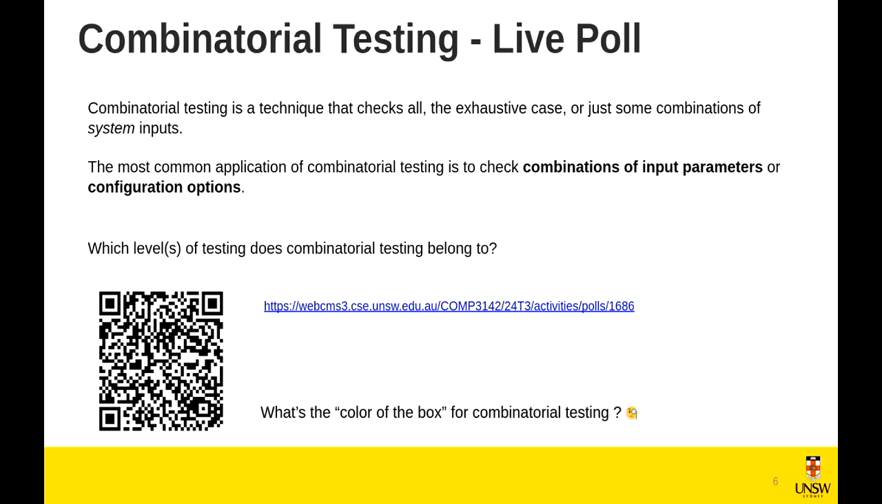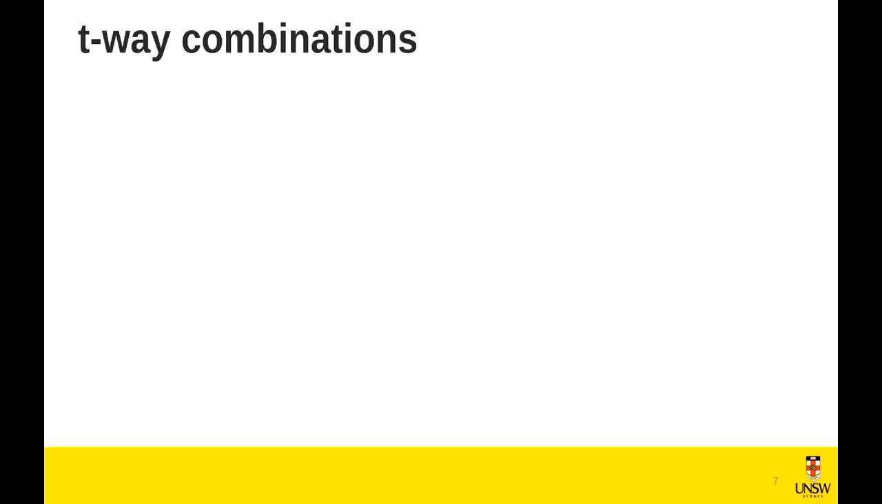And another question is, what do you think is the color of box for combinatorial testing? Black, gray, or white? Gray? It's actually a white box. Oh, sorry, it's actually a black box, because we don't need to think about what's happening inside the software. We just need to care about the combination of different inputs. So it's actually a black box testing technique.